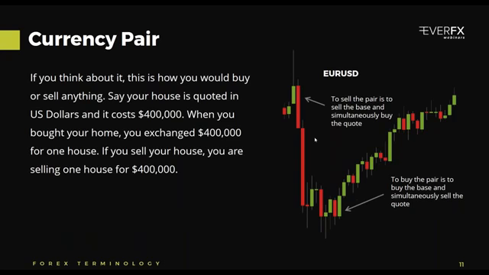If you think about it, this is how you would buy or sell anything. Say your house is quoted in US dollars and it costs 400,000 US dollars. When you bought your home, you literally exchanged 400,000 for one house. It's an exchange right there. But this time around, we're talking about currency exchange, Forex. Now, if you sell your house, vice versa, you're selling one house for $400,000.